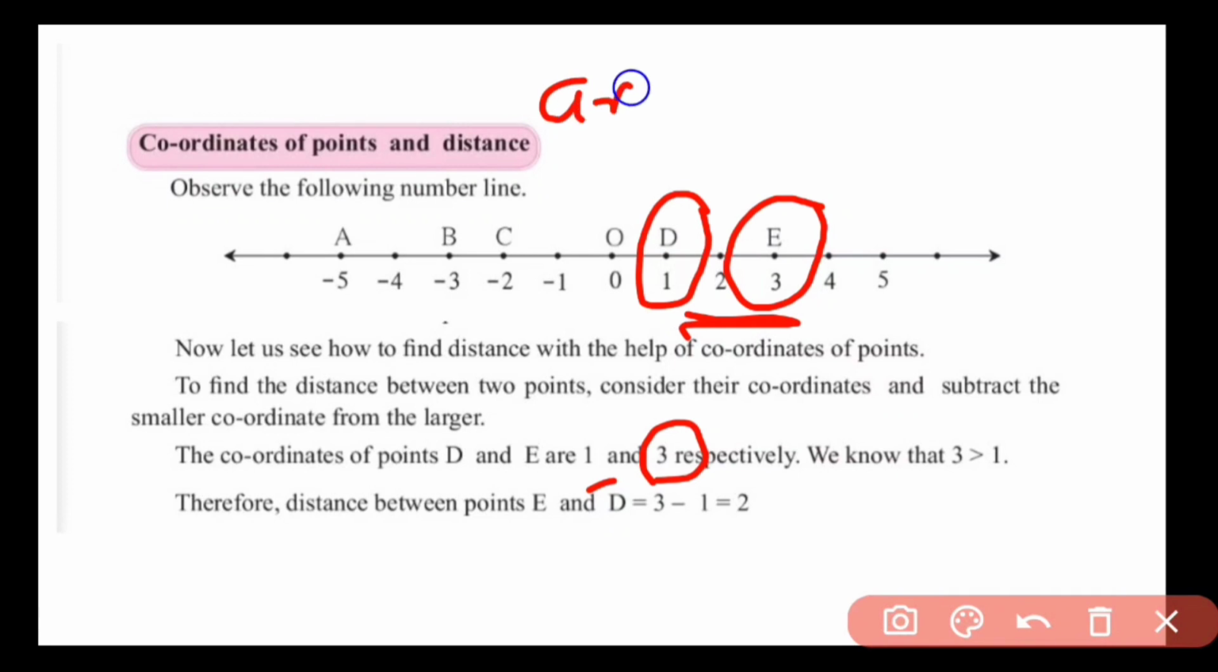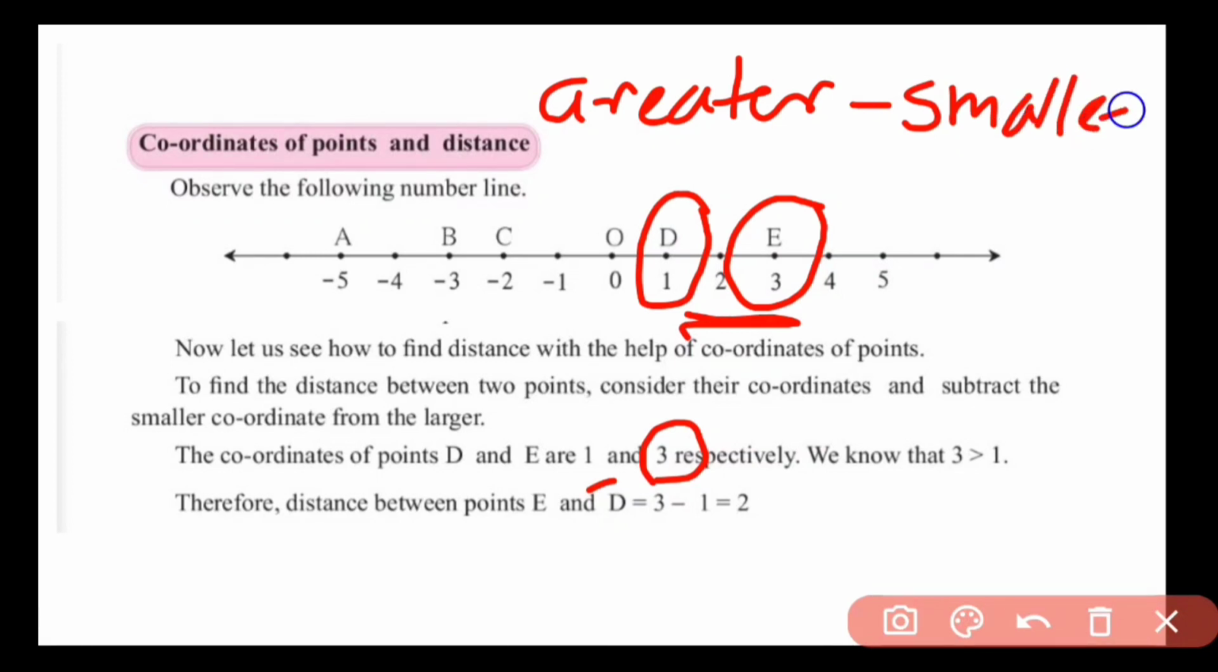So greater coordinate minus smaller coordinate to get the distance between 2 points. That means greater is 3. 3 number is the greater, minus 1 is the smaller, and 3 minus 1. In this way we get answer as 2. So distance between 2 points can be found out by using this formula, greater coordinate minus smaller coordinate.